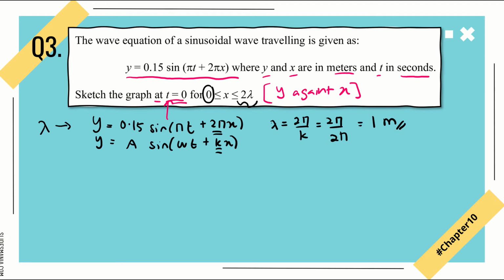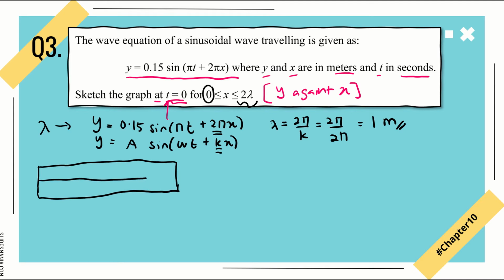To do the sketching, we normally have a table. In that table, we fill in the x and y values for at least one wavelength. Our wavelength is equal to 1, so we start with 0. Half of the wavelength is equal to 0.5. Here is 0.25. Here is 0.75.